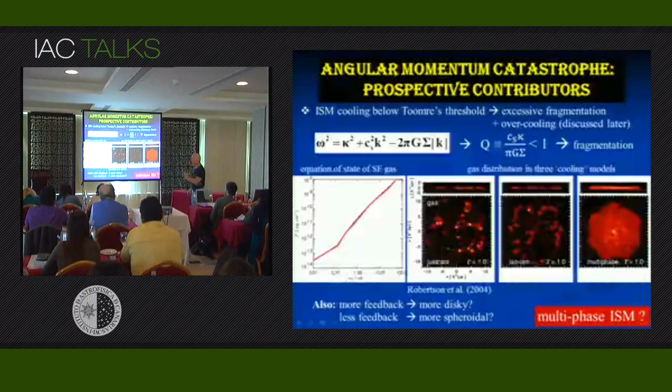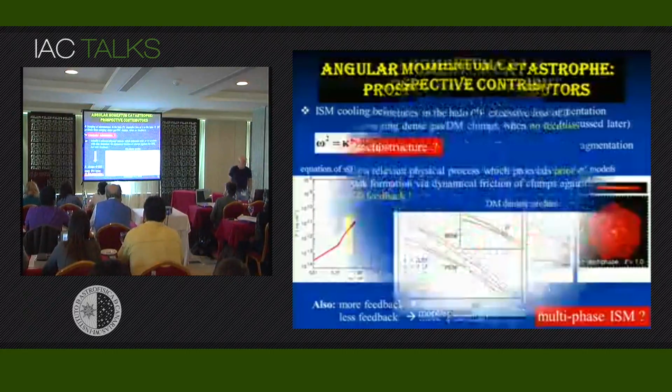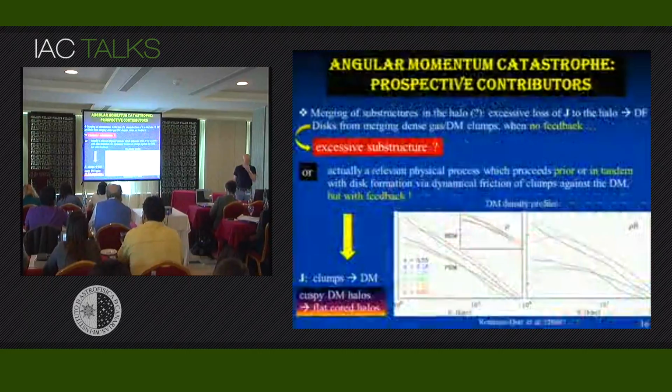model for the ISM. Unfortunately, this multi-phase model that we have today increases the pressure in the gas above the cold phase, but it doesn't allow the cold phase to be dynamically independent from the hot phase, and therefore this is really not, in a way, a self-consistent problem.